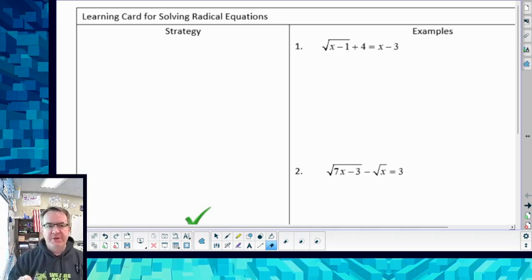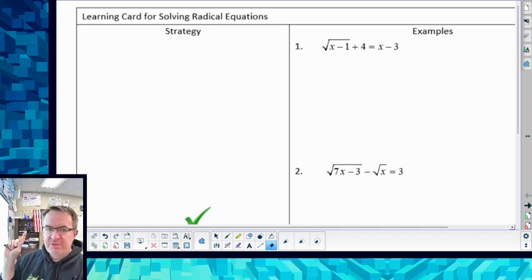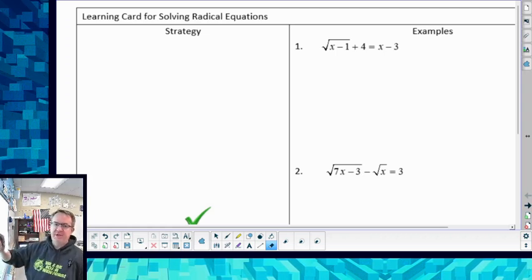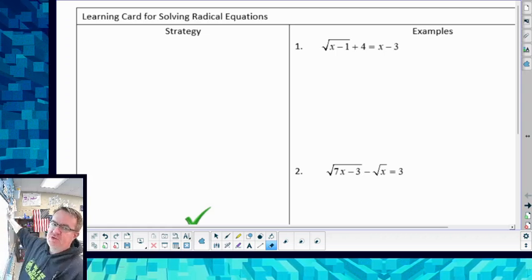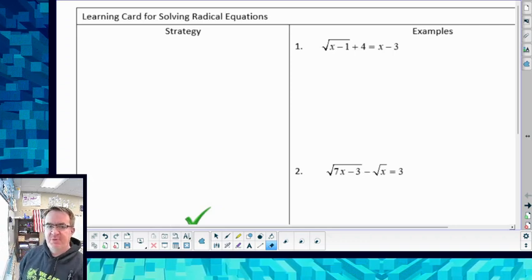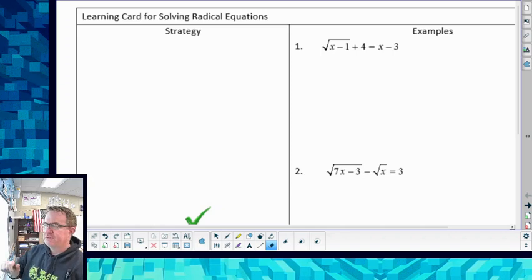We're talking learning cards here. We're talking solving radical equations. I've zoomed in here a little bit primarily so I can talk about strategy and do the example at the same time. So we're going to jump into that and then maybe summarize some overviews towards the end.